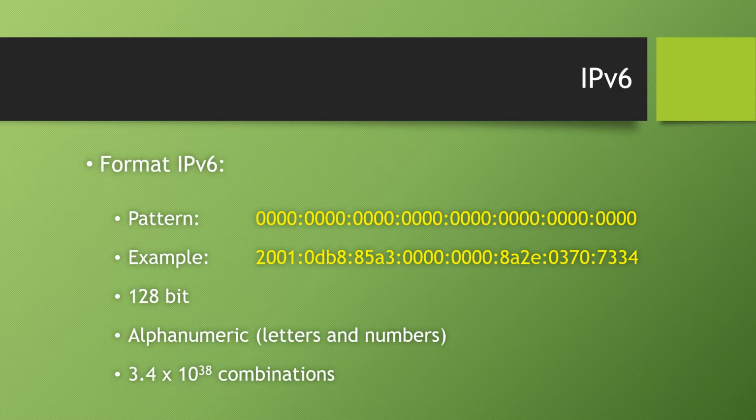The pattern is 8 sets of numbers or letters, so they're alphanumeric, separated by colons. Instead of 32-bit, it's 128 bits, so 4 times larger, and it's alphanumeric. So instead of just 0 through 9, you have 0 through 9 and A through F as well. This leads to 3.2 times 10 to the 38th combinations, which is just an absolutely huge number. You will never run out of unique addresses with this formatting system.